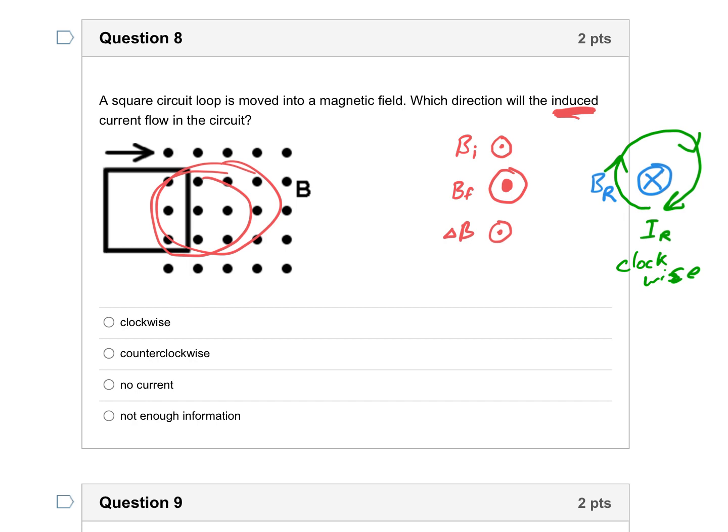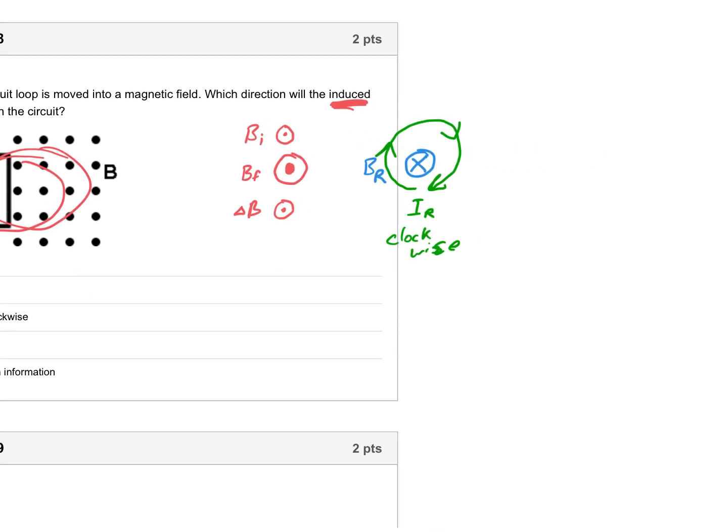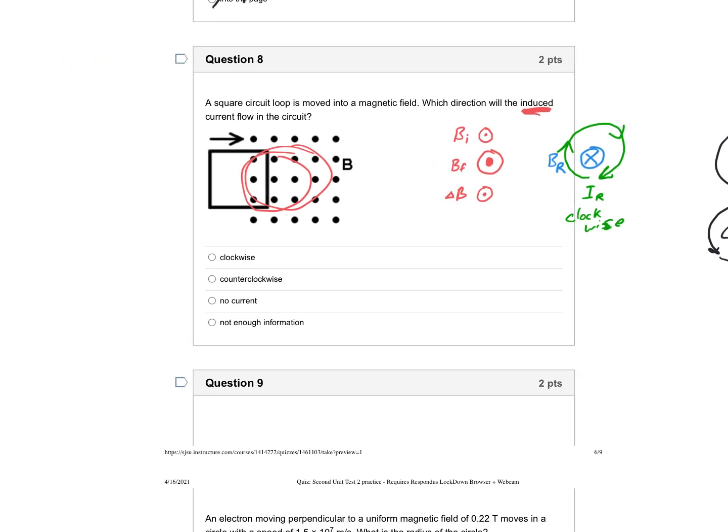Okay, just as a little reminder which one's which, because we have way too many digital clocks these days. We have clockwise and we have counterclockwise as our directionalities. Okay, this one is clockwise. That's number 8. Now number 9.